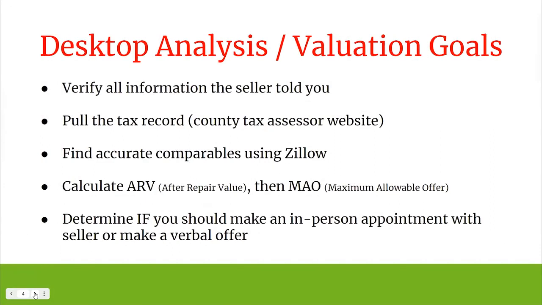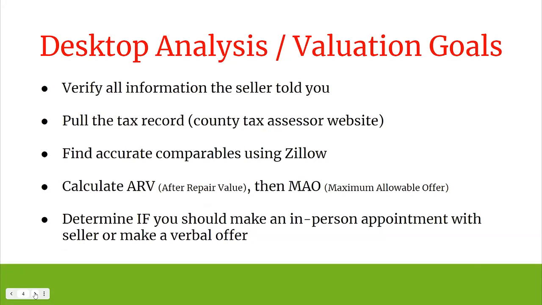Your desktop analysis goals, or what you're trying to do once you've had that phone conversation, is number 1, verify the information the seller has told you. We do this, number 1, by pulling the tax record from the county tax assessor's website. I am looking on that tax assessor site to make sure that the person I talk to is the owner of record. Maybe somebody has passed away and they've inherited the house, but I need to know this so we can have that conversation.